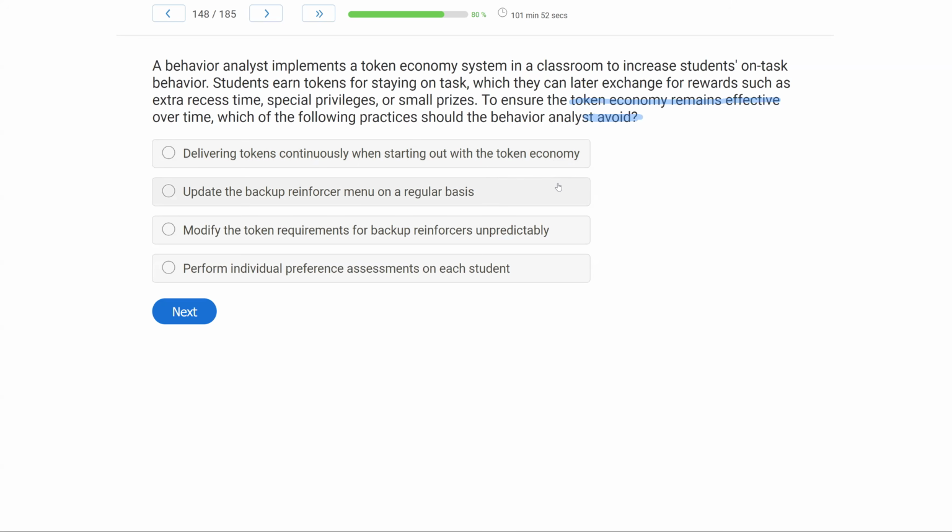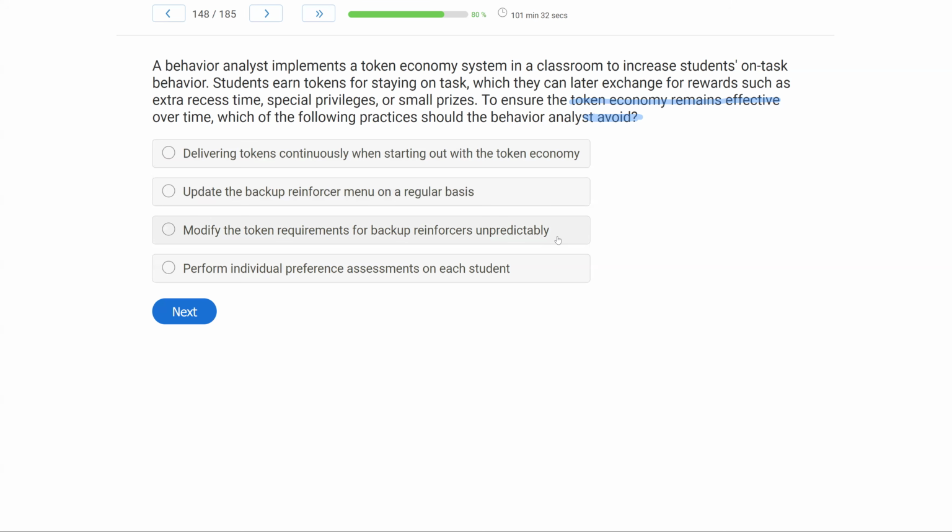B, update the backup reinforcer menu on a regular basis. Also a great idea. We want the backup reinforcers to stay motivating. We don't want our learners to satiate on backup reinforcers. So if that menu is always changing, there will always be new options.